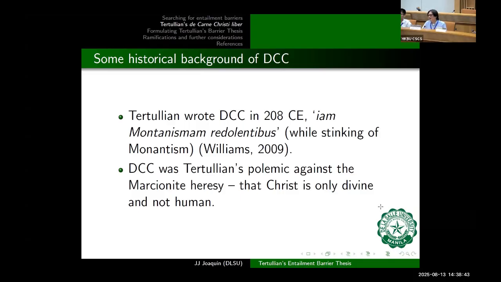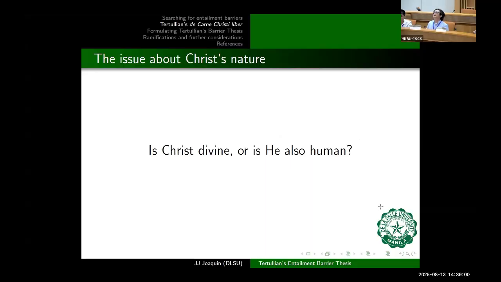Monism is just the view that there are spiritual truths that we can know directly. Now, this work was his polemic against the Marcionite heresy, the heresy that tells us that Christ is only divine and not human. So the main issue here is about Christ's dual nature. Is Christ just divine, or is he also human?